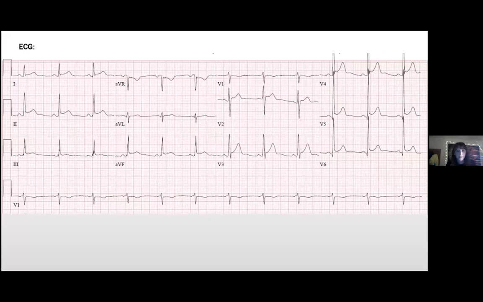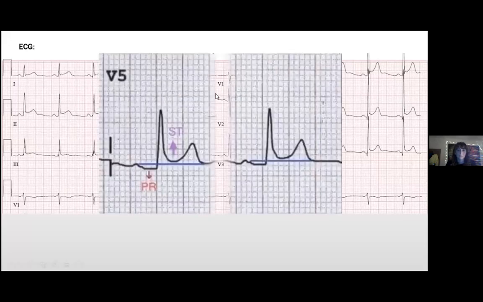And another thing you notice is it's what we call saddle shaped. So if you look, it kind of dips down in the middle, then rises up again. And you might also notice some PR depression, which is actually the most specific change for pericarditis, although you're more likely to be able to see the global ST elevation. And the gold standard investigation is a transthoracic echo in these patients.